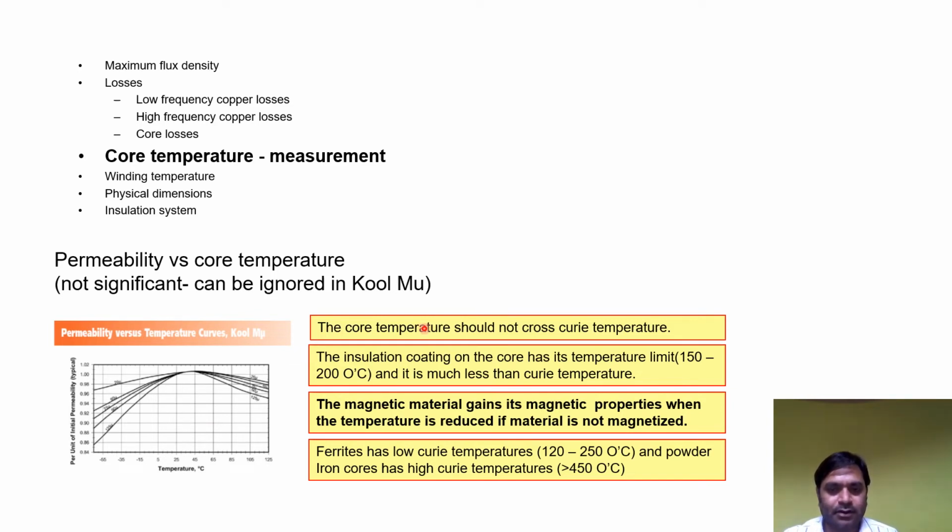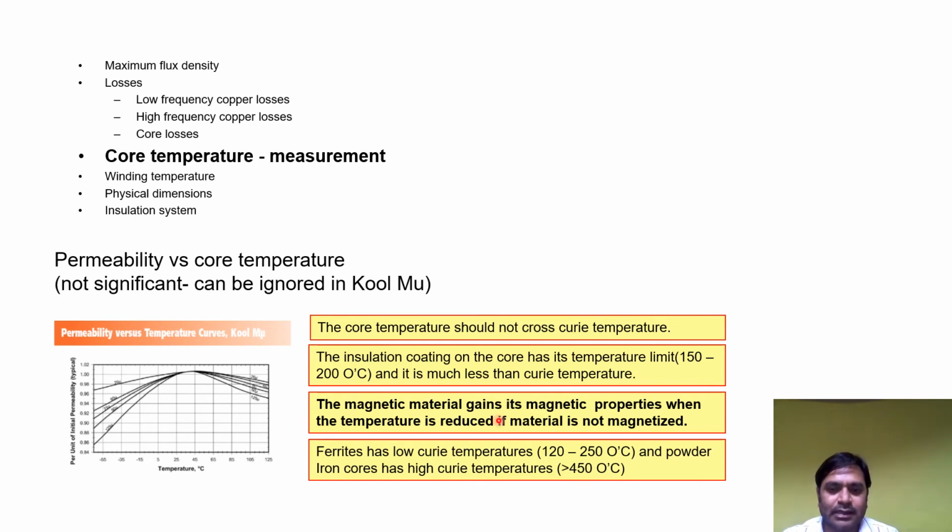Here are a few important things which we should keep in mind. The core temperature should not cross the Curie temperature. The insulation coating on the core has its temperature limit. The powder core is made up of iron powder, which is coated with insulation material whose limit is 150 to 200 degrees centigrade. So even if the Curie temperature is a little high, the core temperature should not go more than this, otherwise this will impact the reliability of the component and the life of the component will get reduced.